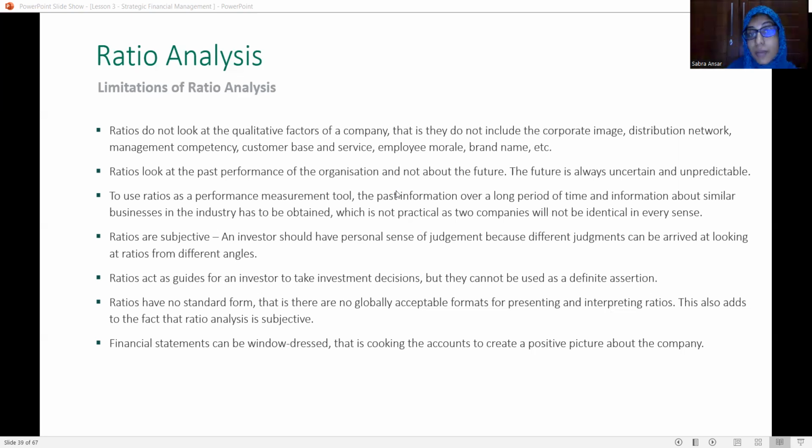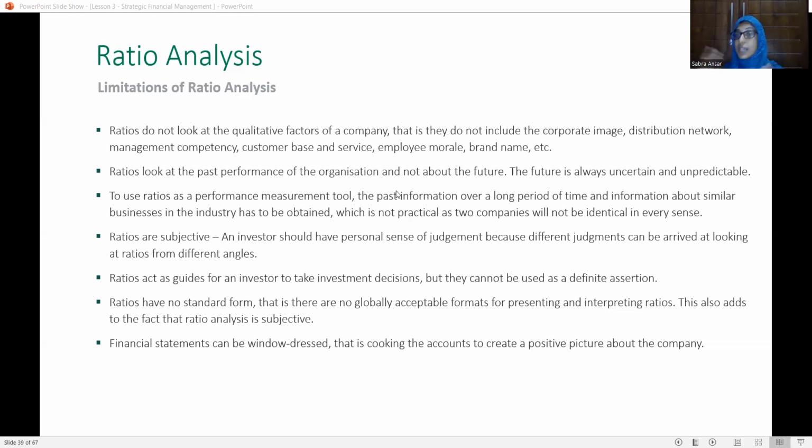Also, to use ratios as a performance measurement tool, past information over a long period of time and information about similar businesses in the industry has to be obtained, and that is not practical as two companies will not be identical in every sense. When you compare two companies of different size, different experience and different ways of operating, using ratios as a performance measurement will sometimes have certain limitations as well.